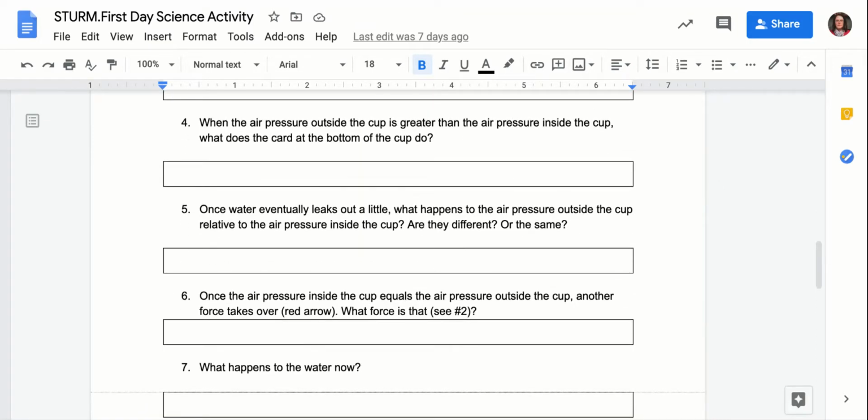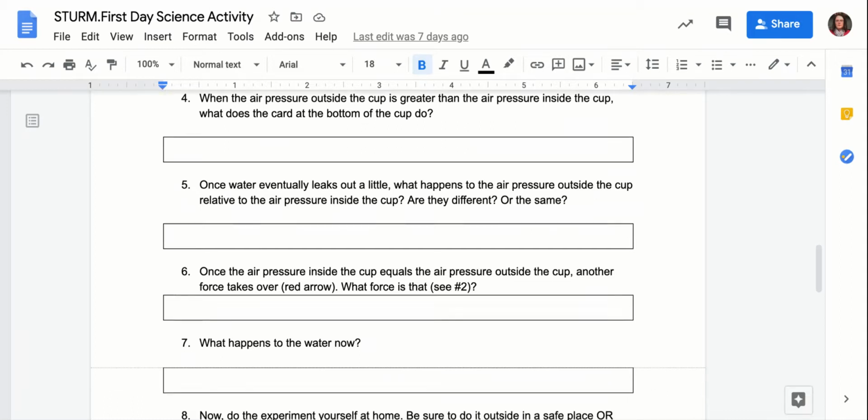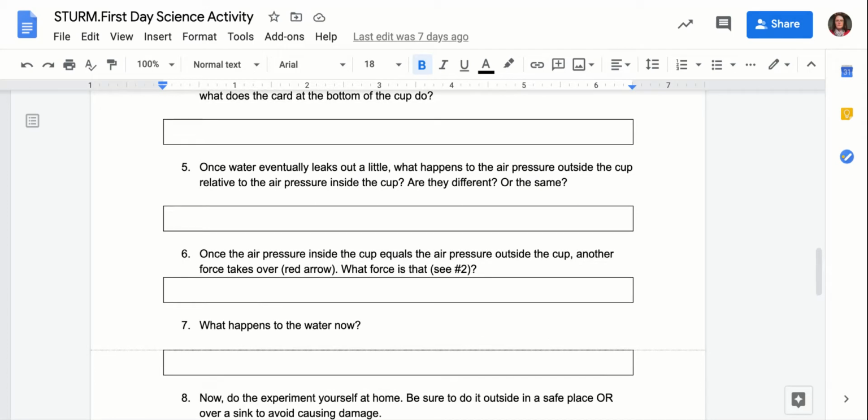If you look at number six, once the air pressure inside the cup equals the air pressure outside the cup, another force takes over. The red arrow. Do you remember what that is? That's gravity. That's right. Gravity is the answer to number six. And what happens to water once the air pressure isn't holding up the cup and isn't holding the water inside anymore? The water falls out. And that is the answer to number seven.